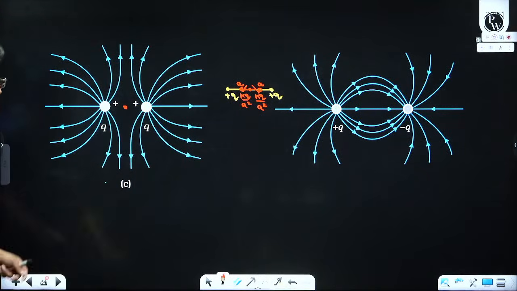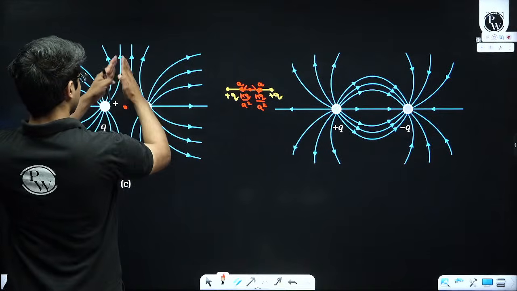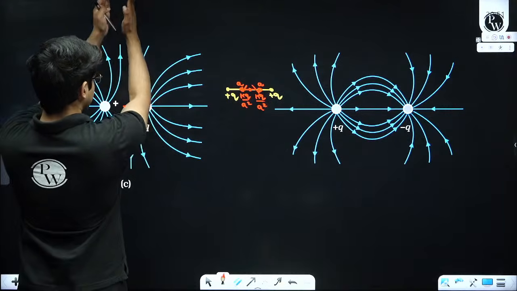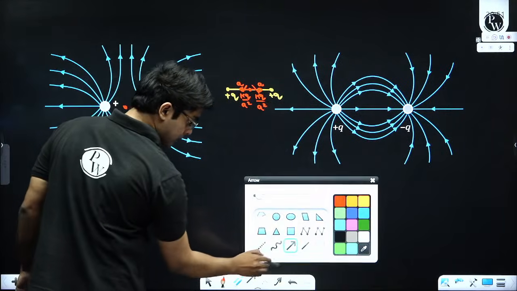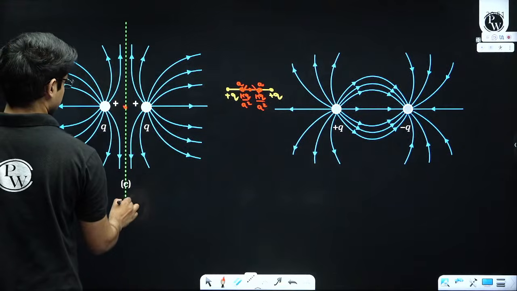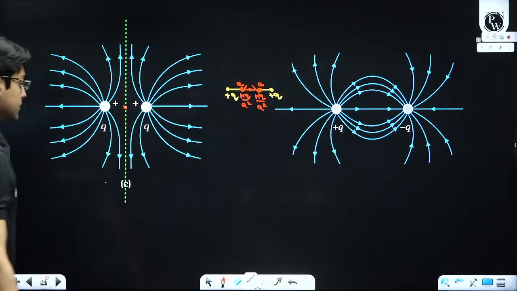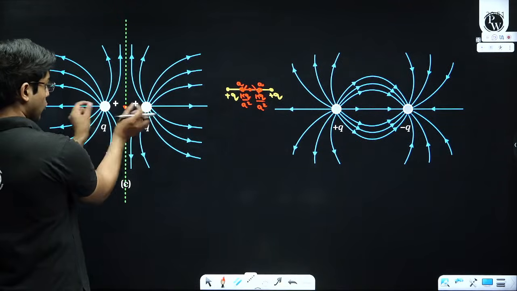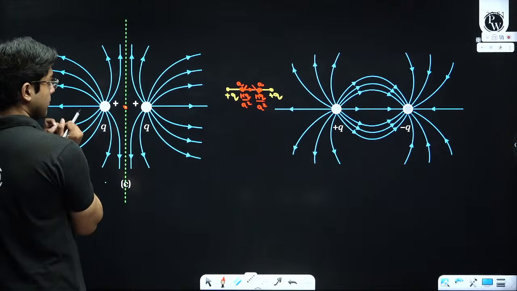Okay. So what happens is they will kind of become parallel over here and go to infinity. So there will be a symmetry about this axis, as you can see. There is a symmetry about this axis. This is how the pattern of two positive q charges looks like.